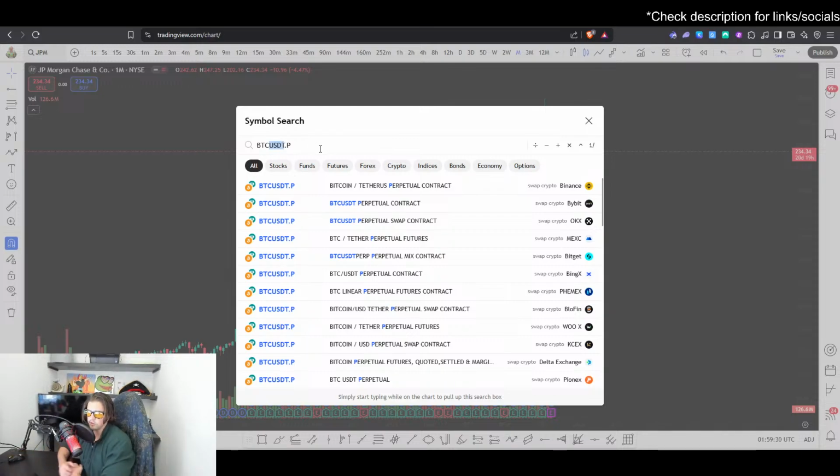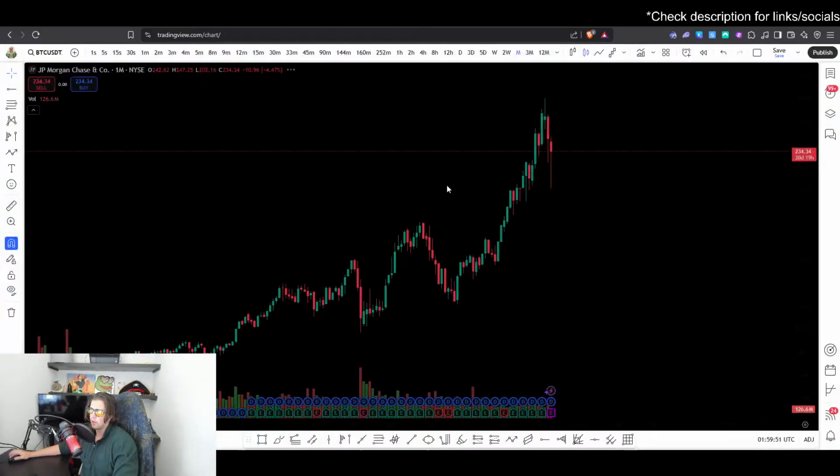It's just a stable coin. It's a dollar equivalent, and it's their perpetual futures. And the reason why I look at this one is it's on Binance, and this one tends to have the most volume and open interest. In other words, there's the most activity on this one instrument. So when I look at Bitcoin, I like to look at this one.